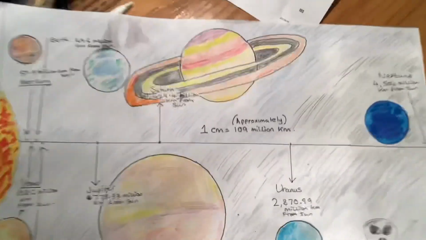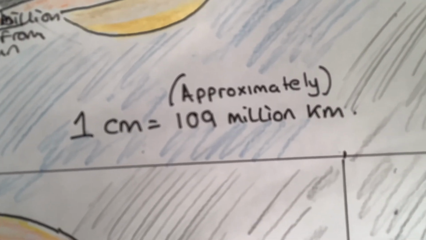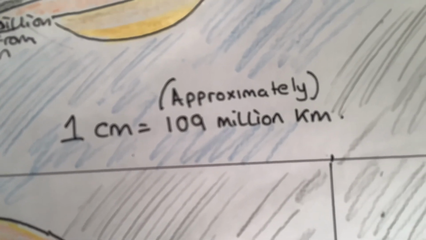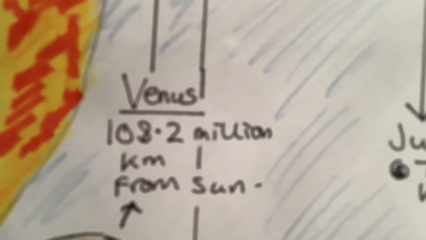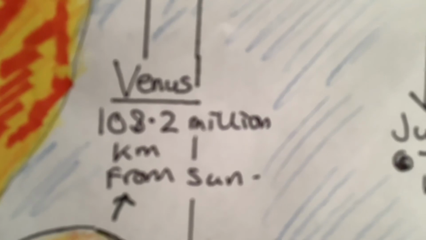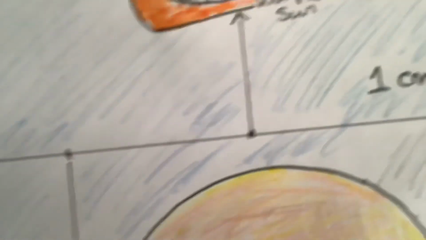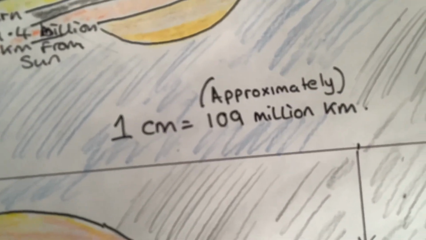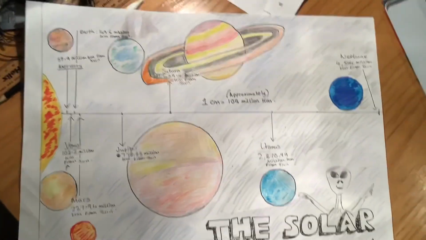And if you notice in the middle here, I've done what's called a key. So I've looked at Venus, which was closest to 1 centimetre at 0.9, and that was the equivalent to 108.2 million kilometres from the Sun. So I've rounded that distance up and the 0.99 centimetres away from the Sun. I've said that approximately 1 centimetre on this line equals 109 million kilometres.